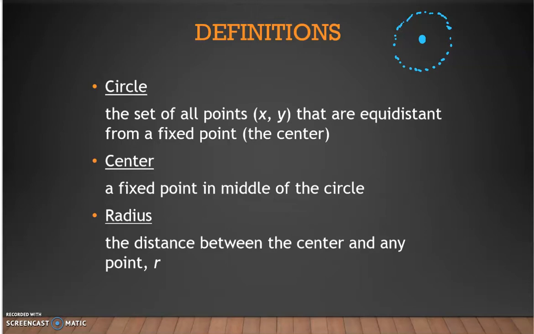Which brings us to the second vocab term. The center is a fixed point in the middle of the circle. That should be a pretty easy one. And then the radius. The radius is, if I have a circle, the radius is the distance between the center and any point on the circle. So this segment right here connects a point on the circle to the center. We call that the radius of the circle.